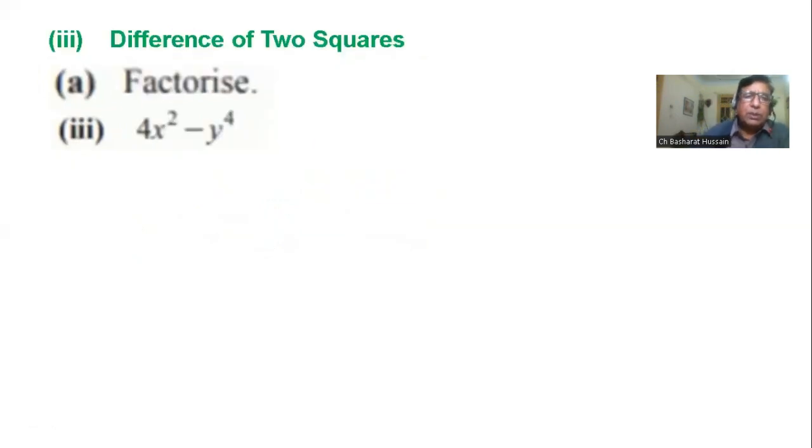Okay, let's move on. Now the third topic, difference of two squares. I have already told you about the identity for the difference of two squares, which is a square minus b square. You can write this as a minus b, a plus b. Now we convert this 4x square minus y to the power 4 into two squares. So first is a square.